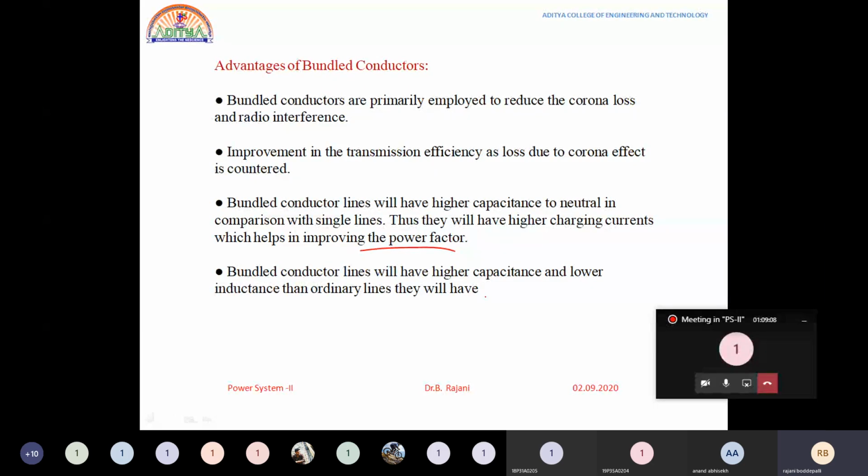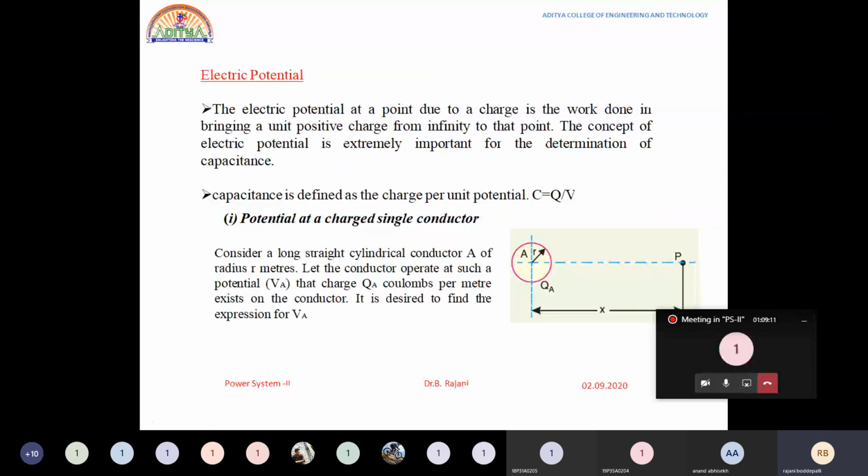In the next class, we will discuss what electric potential is, and how to find the capacitances in the transmission line, and all that we will see in the next class.